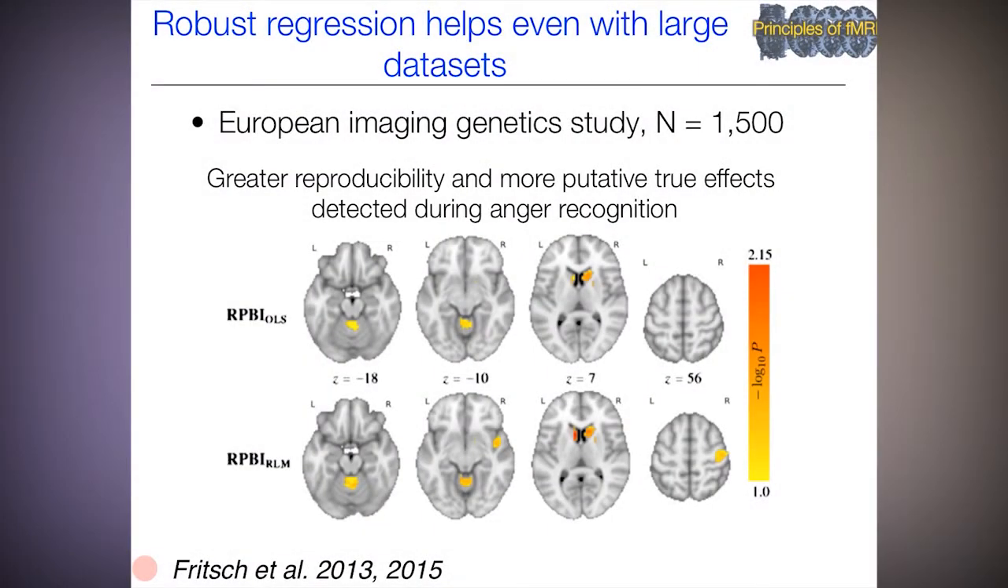So robust regression can help, and it can help even with very large data sets. This is some recent work by Virgil Fritsch et al., and it's from a European imaging genetic study with 1,500 people. So you'd think huge sample size, right? What do we need to worry about these few outliers for? A few bad apples. Well, what they're showing here in this map is an anger recognition task, and they're showing greater reproducibility of the maps in other ways I'm not showing you here, and more putative true effects detected during anger recognition. Here there's stronger effects in the striatum and some additional things that show up with the robust linear model, that's the bottom series, versus OLS on the top.